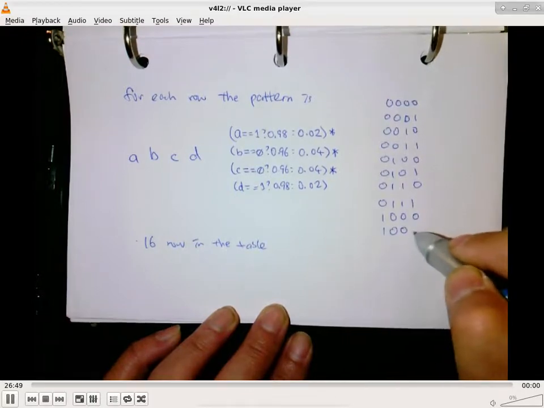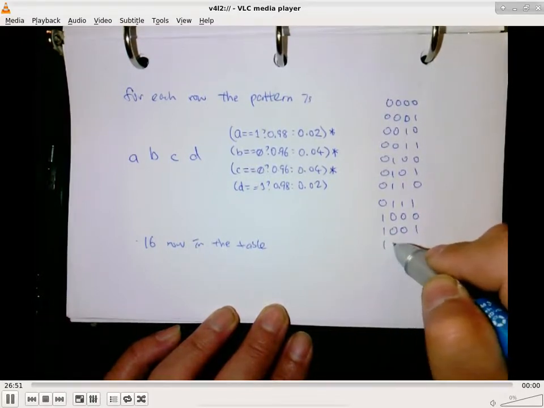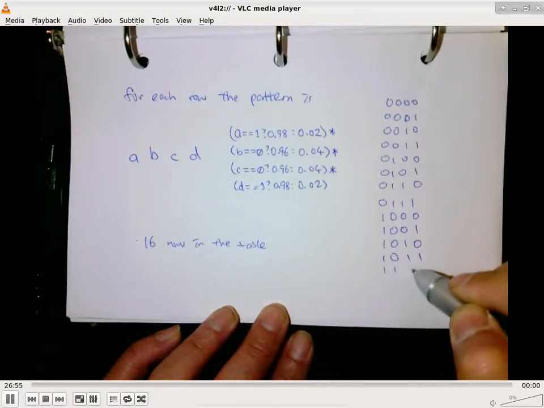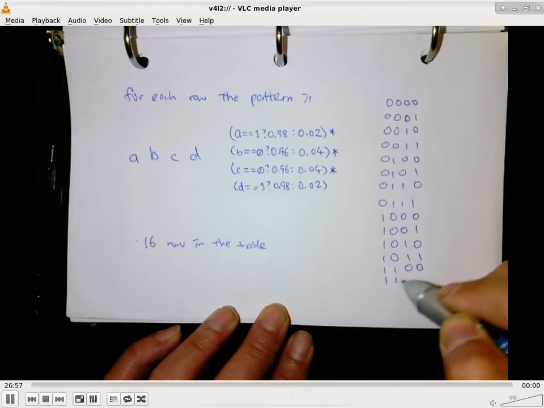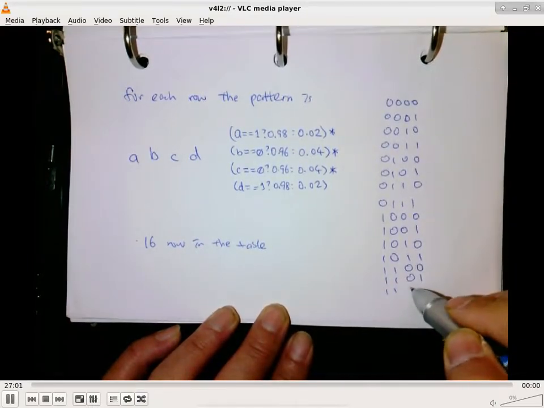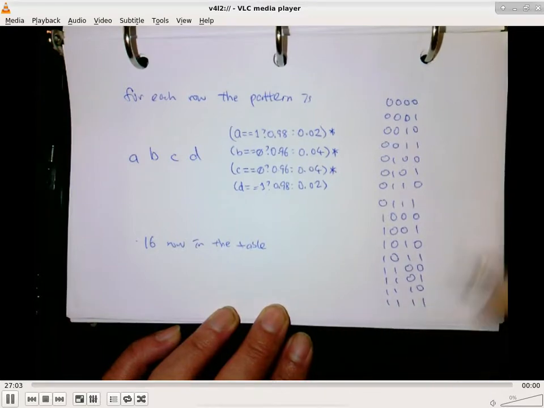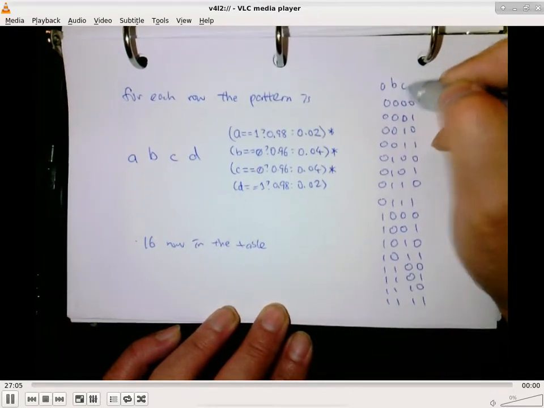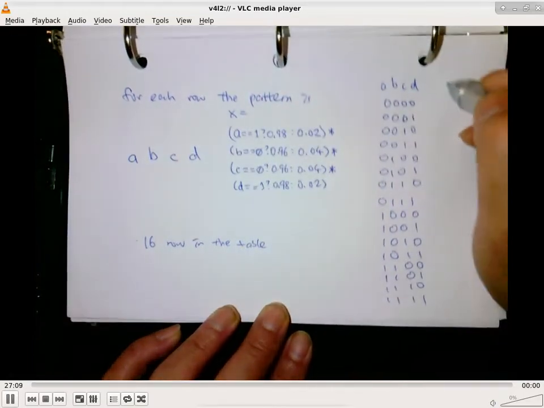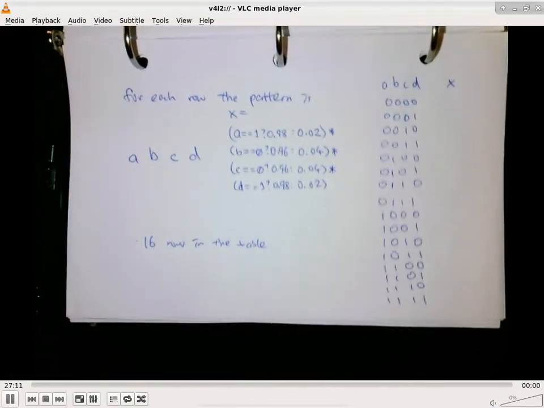Because the question asks you to make a table, right? Okay, so I would have to use this formula on each of them. Well, you can combine that with this table. So A, B, C, D, and then this is the equation. Call this X. Is that okay?